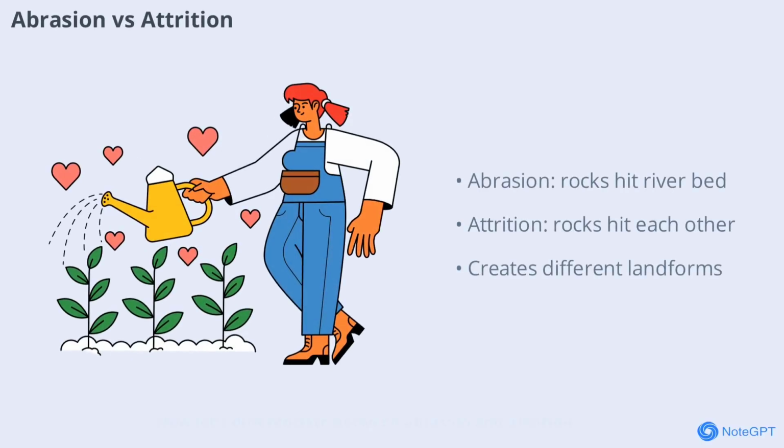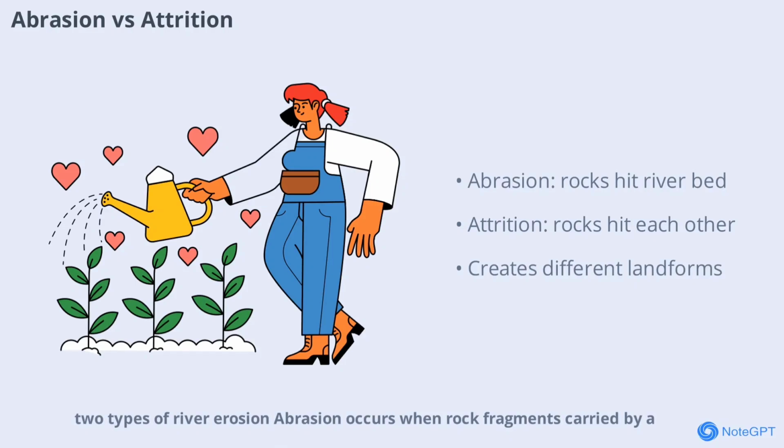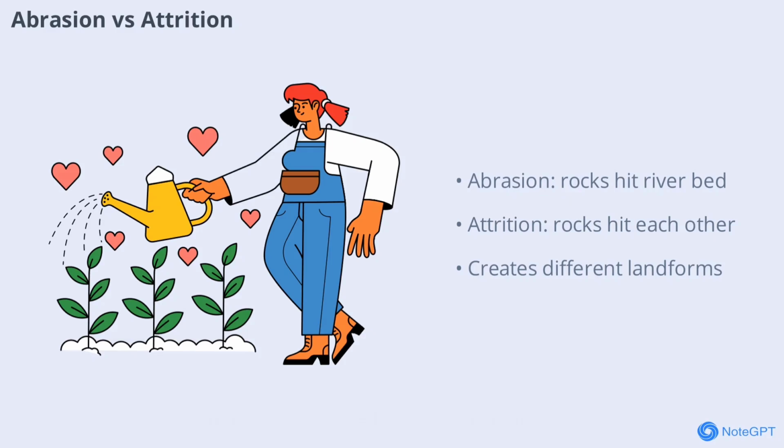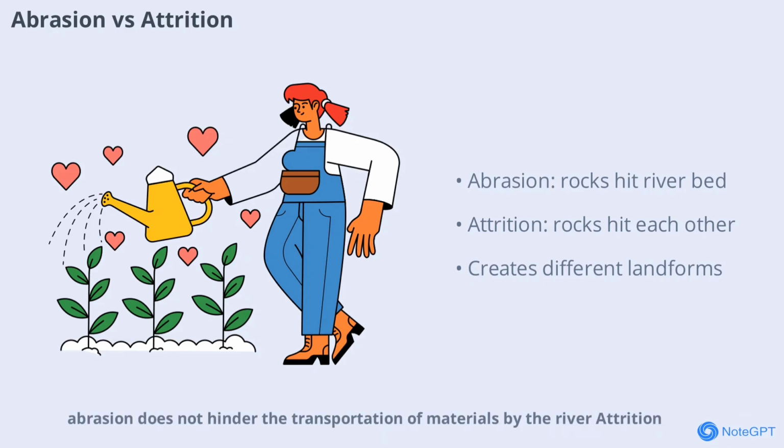Now let's differentiate between abrasion and attrition, two types of river erosion. Abrasion occurs when rock fragments carried by a river hit against the riverbed and walls, effectively eroding them. This process is very effective and leads to the formation of features like potholes and plunge pools, increasing the depth and width of river channels. Importantly, abrasion does not hinder the transportation of materials by the river.